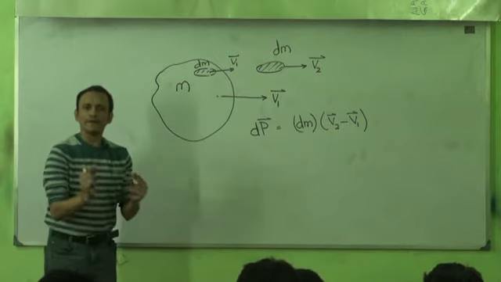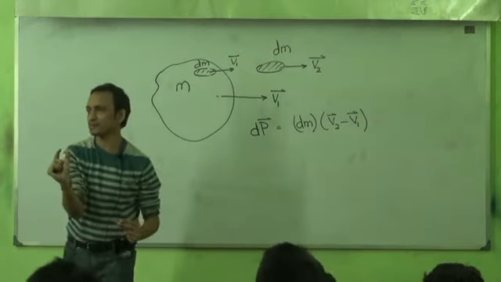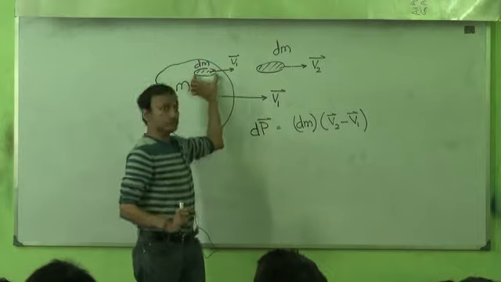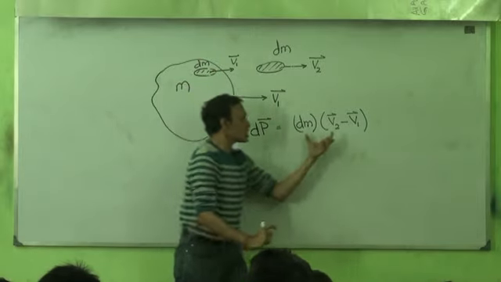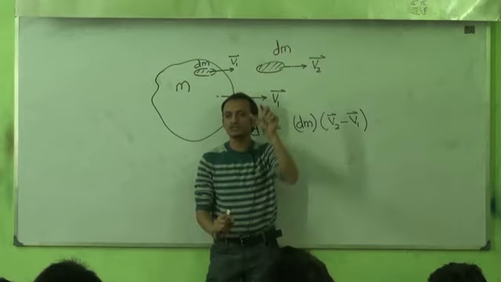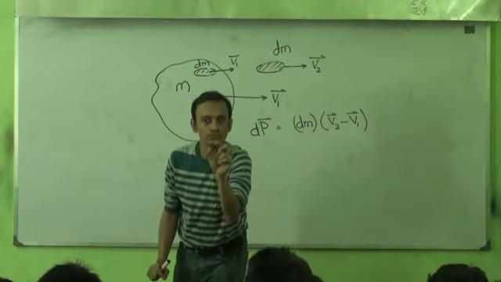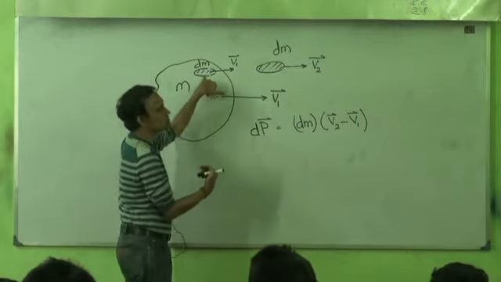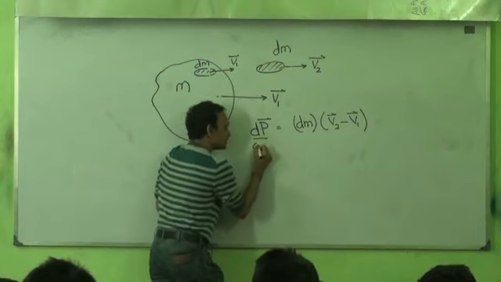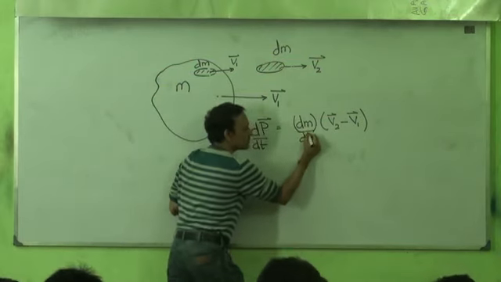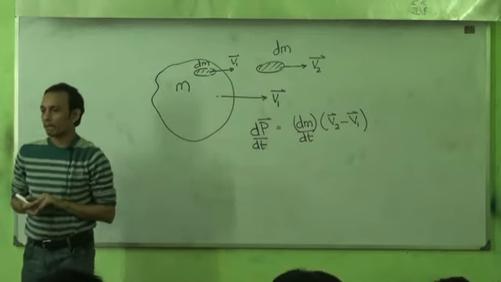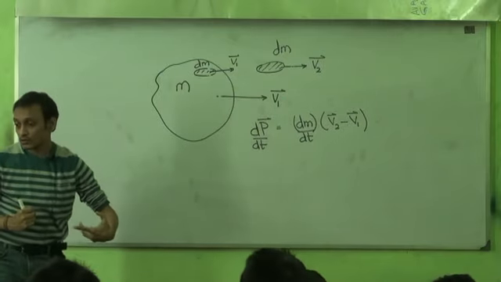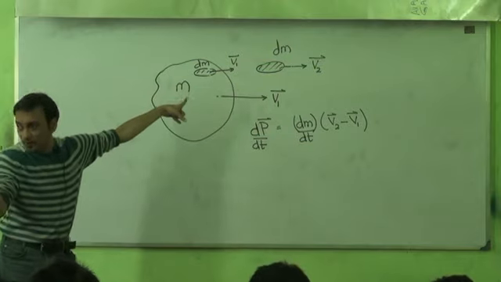Now, let's say this happened in a short time dt. This change in linear momentum on this mass element dm happened in a small amount of time dt, right? That means the rate of change of linear momentum executed on this mass was dp by dt. Yes or no? That was the rate of change of linear momentum associated with this mass element dm.